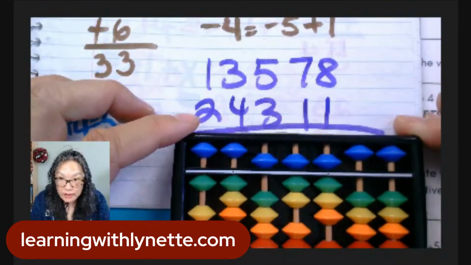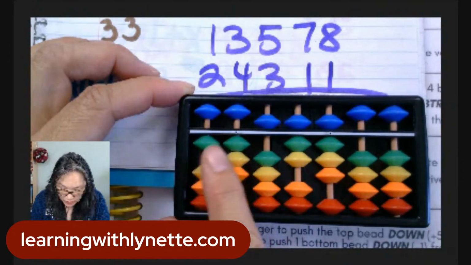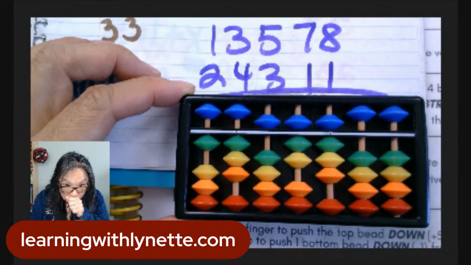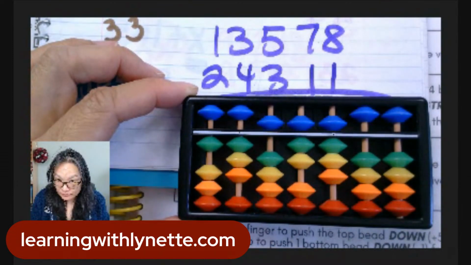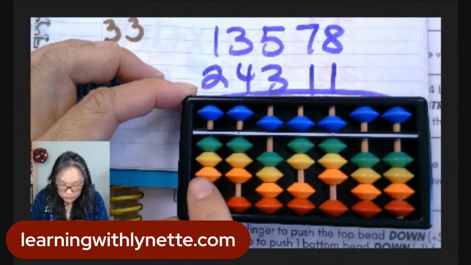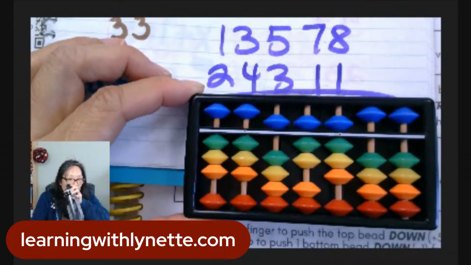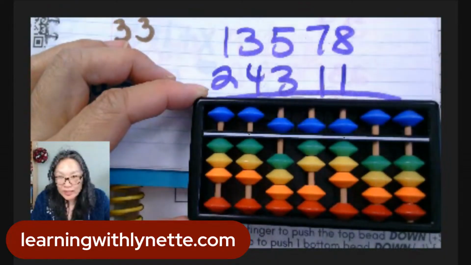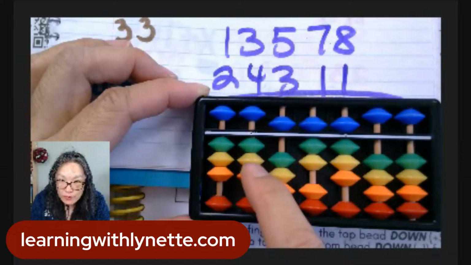And then what am I going to do? I'm going to add 24,311. So the first thing I'm going to do is, can I add the 2? Yes, we can add the 2. So now we're here. Can we add the 4? No, we don't have any more beads to add the 4.